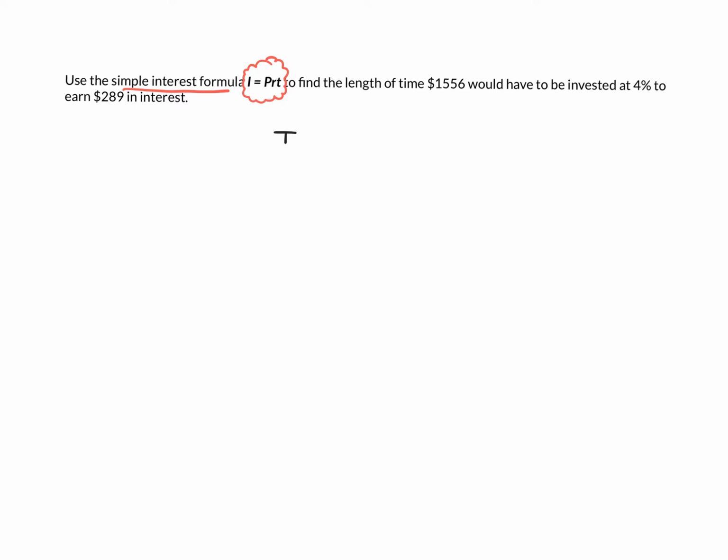We have a formula, I equals P times R times T. We need to figure out what those letters represent in the formula. I represents interest earned. You would use this to calculate how much interest you earn. P represents the principal amount. That would be the initial amount that you would start with.